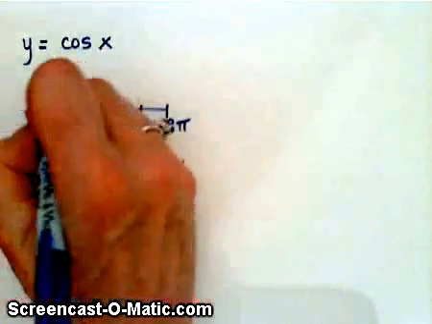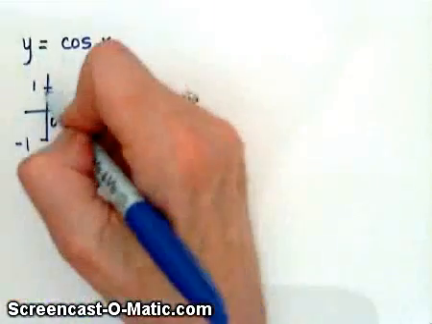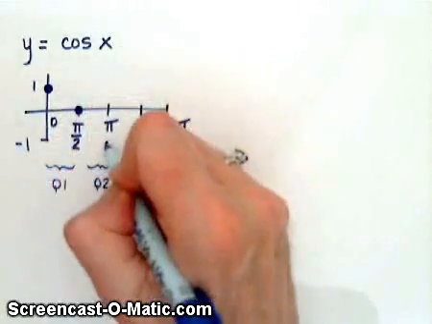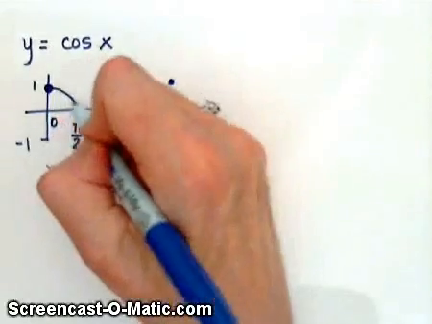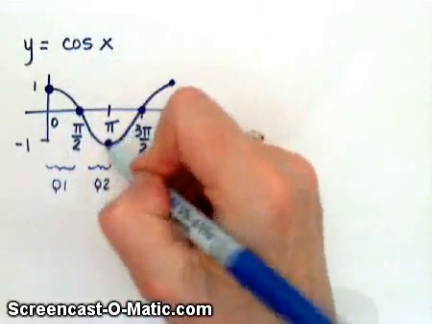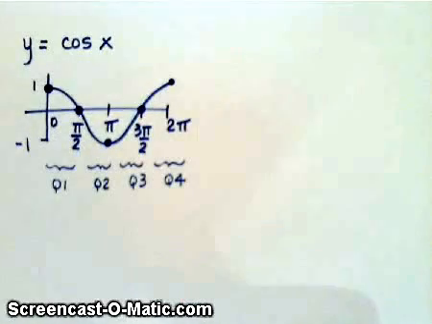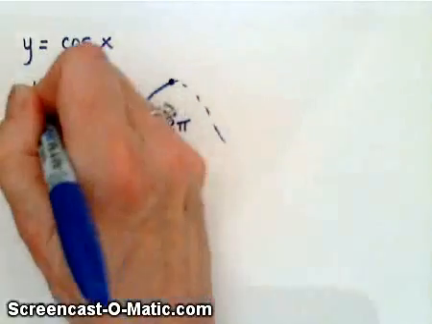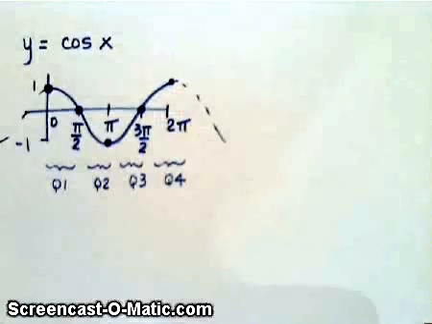Now cosine is going to go up at 1 and down at negative 1. If you look at your values on your unit circle, you will see that it starts at 1, drops to 0, drops to negative 1, comes back, and goes up. I just like to think of this shape as a bowl. This graph is one period of cosine, and it continues on infinitely in both directions, but this is one period.